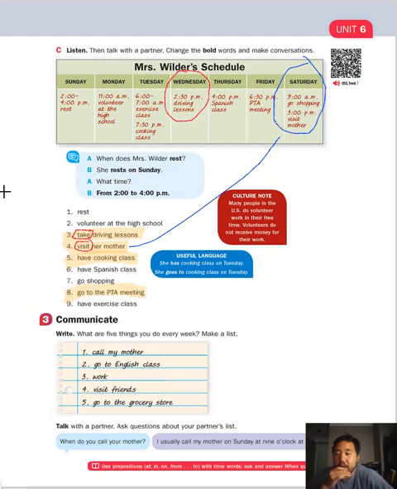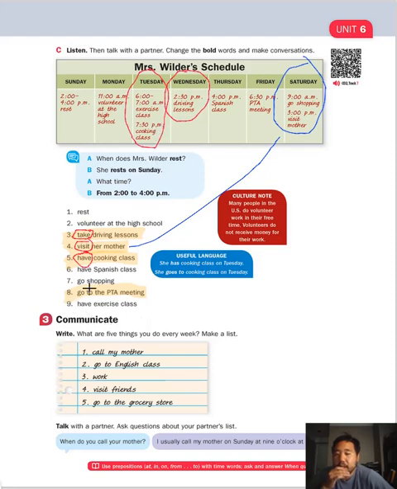Number 5, the verb is, so have cooking class. So have is the verb. And then the cooking class is right here on Tuesday. So when does Mrs. Wilder have cooking class? She has cooking class on Tuesday. What time? At 7:30 p.m.